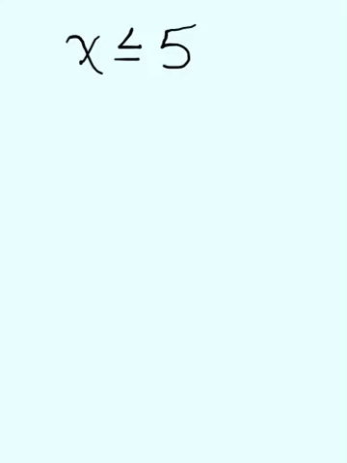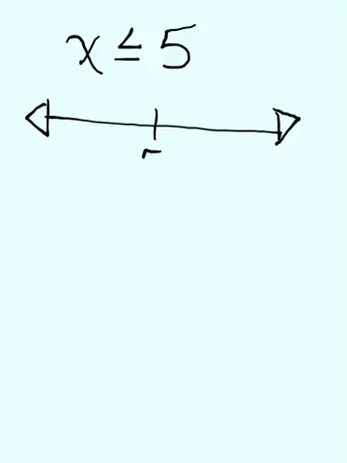X is less than or equal to 5. I always start with the graphing part because then I think it's easier to see for interval notation. Bracket. Put a 5 there. Put a bracket. Okay, somebody else. Which way am I shading? To the left.